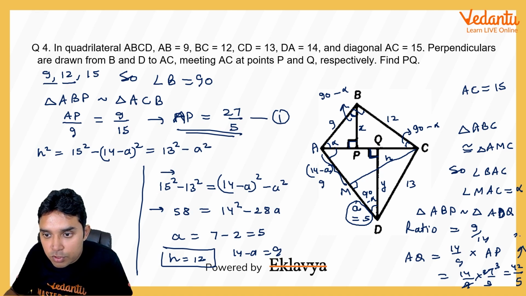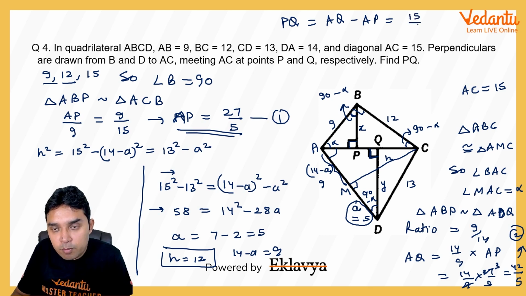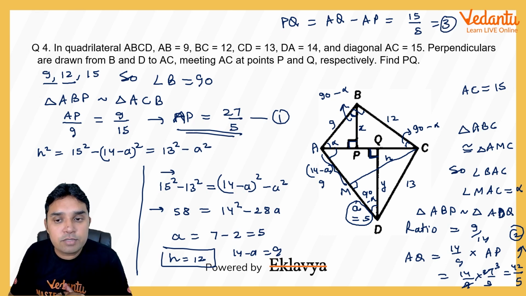Let me call this equation number 2 and let me find PQ here. So PQ will be AQ minus AP, and that comes out to be 42 minus 27 is 15, 15 by 5, so 3. So you can see this way also we can prove that this comes out to be 3.